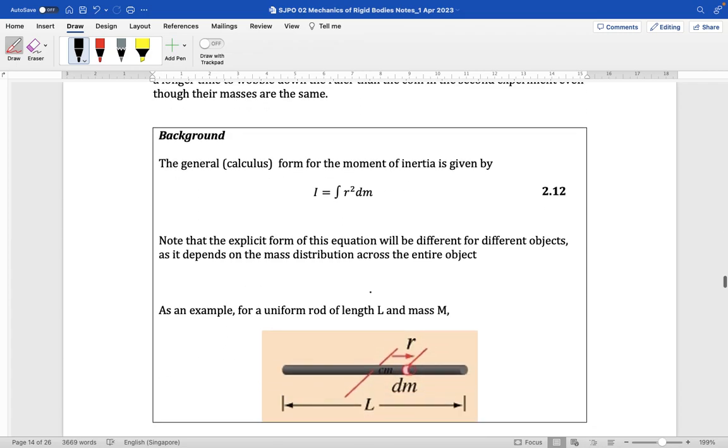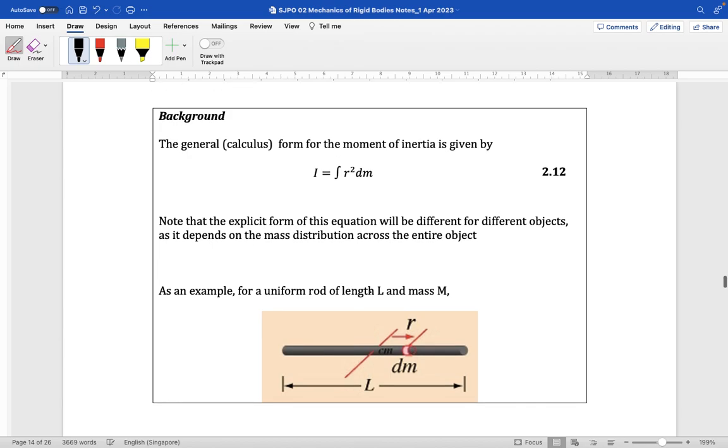There is some background provided here. We will not focus too much on this for the Physics Olympiad, but if you are taking an engineering course in your polytechnics or physics at your JCs, you will come across this again. The general form of moment of inertia is again I equals the integral of r squared dm, because in a general situation, the mass distribution may not be symmetrical.